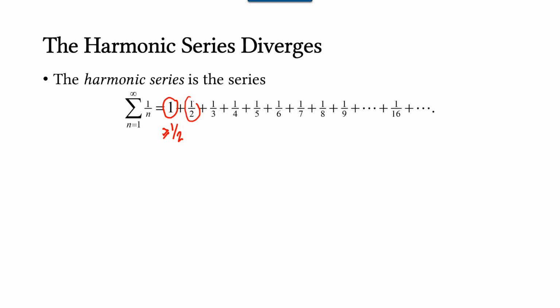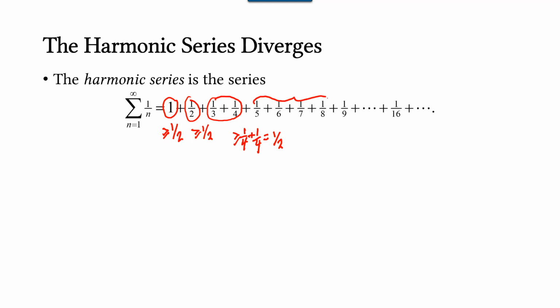We'll do the same for the second term. That's also bigger than or equal to a half. And now we do something a little different. The next two terms, if I add them together, since 1/3 is bigger than a fourth, the sum of them is bigger than a fourth plus a fourth. So that group of two terms is also bigger than or equal to a half.